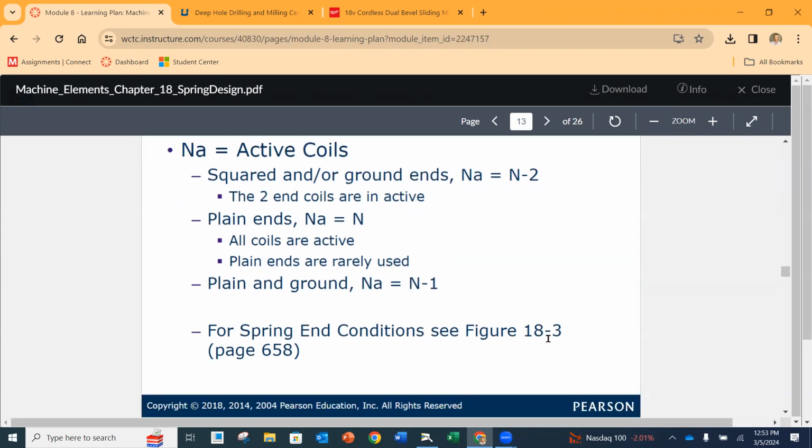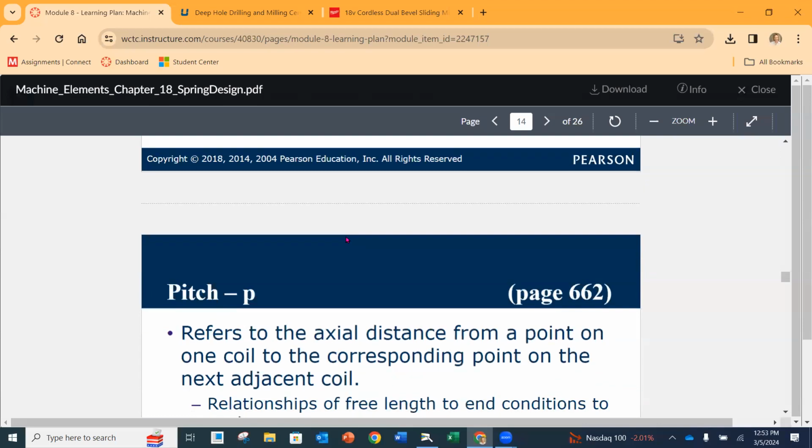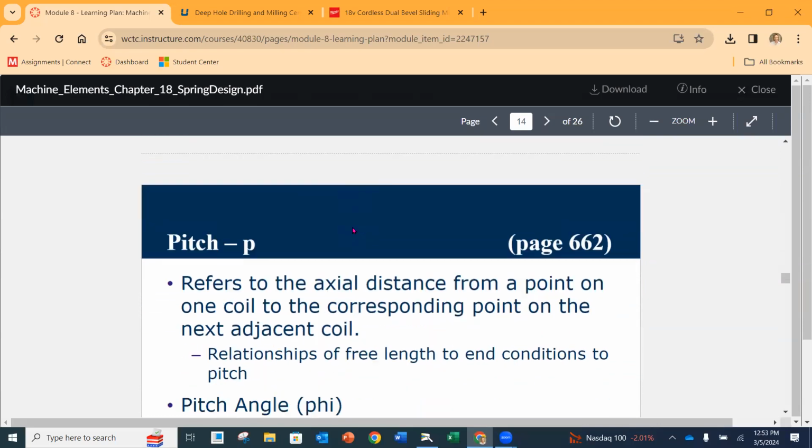And you can always look back to figure 18.3 on page 658, where we saw those different configurations, or examples of these here in class as well, to make sure you see them. But if this is something you're going to be interested in, it'll be told to you in an example problem what the end conditions are, so that you can determine how many coils you'd be using in an equation.